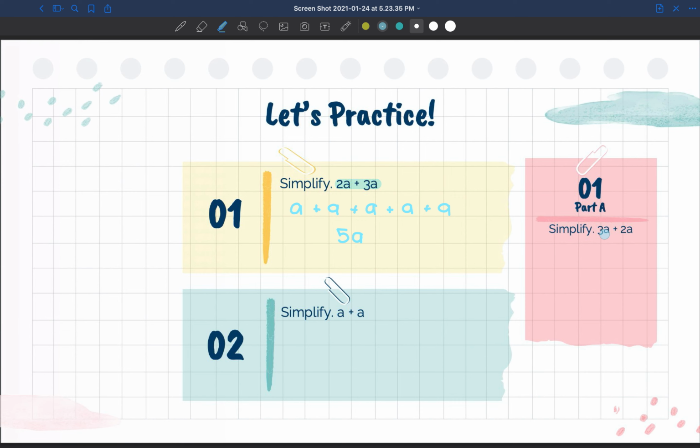Looking at part A, it says simplify 3a plus 2a. So we have 3 times a, which would be a plus a plus a, plus 2 times a, which would be a plus a. And in total we have 1, 2, 3, 4, 5 a's. So number 1, part A, and number 1 are considered equivalent expressions. And the number in front is considered its coefficient.